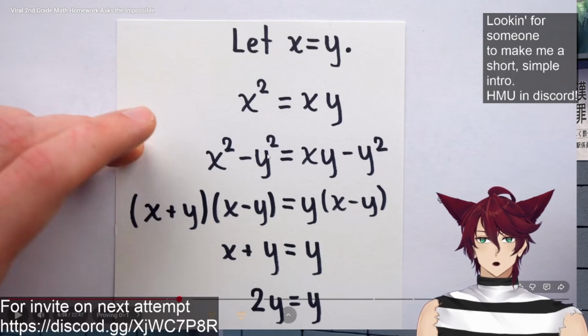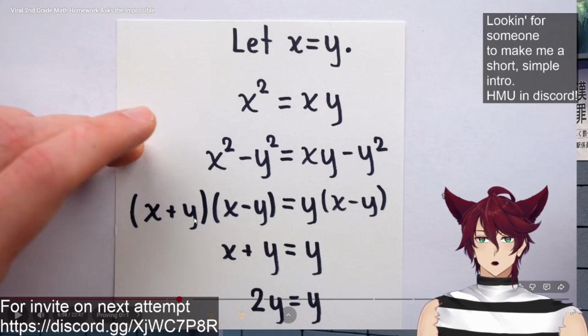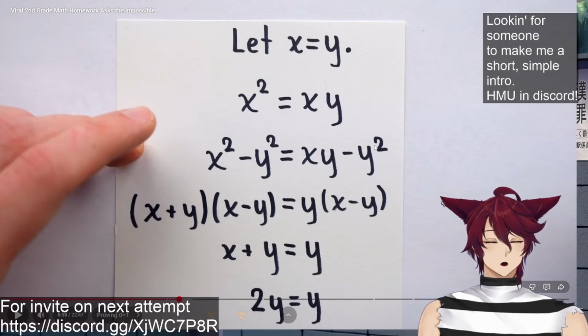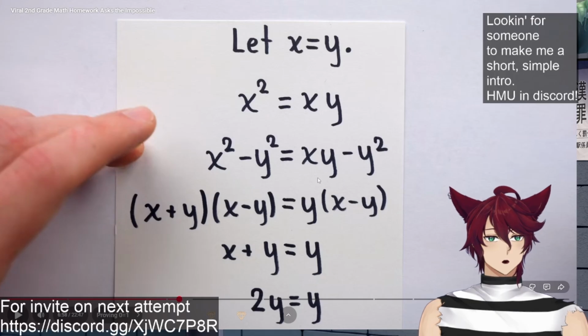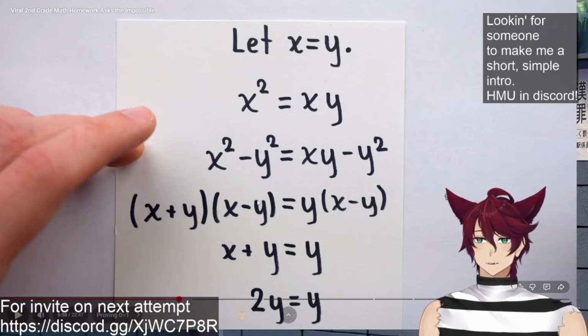On the left side here, we've got a difference of squares. So we have x plus y times x minus y. Cool. And then on the right side, we can factor out a y, and get y times x minus y. Cool. And then what's going on here? We're dividing both sides by x minus y, and we cancel those out. Now we have x plus y equals y.